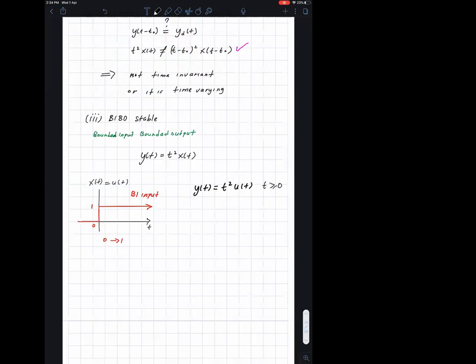Okay, t is equal to or greater than 0. Why is it so? Because it is defined by the step function. Can you see below 0? The signal is 0. Above 0, the signal is 1.